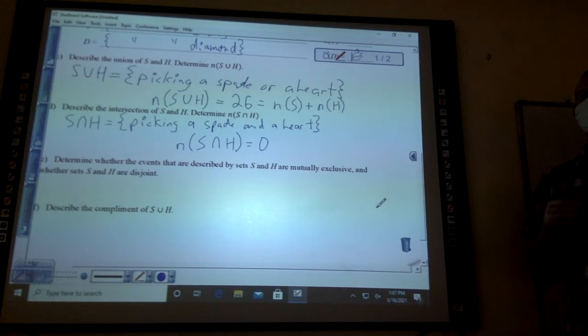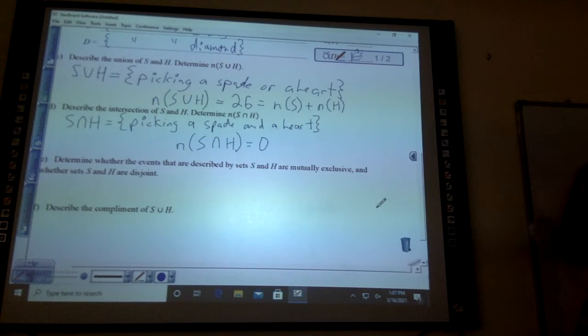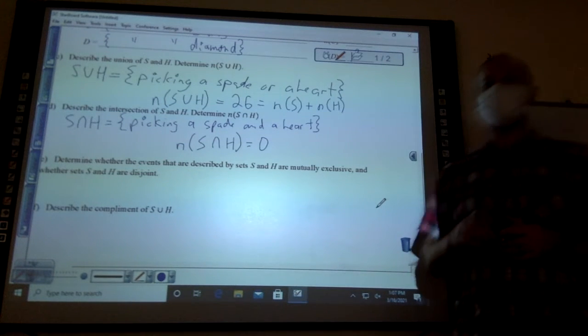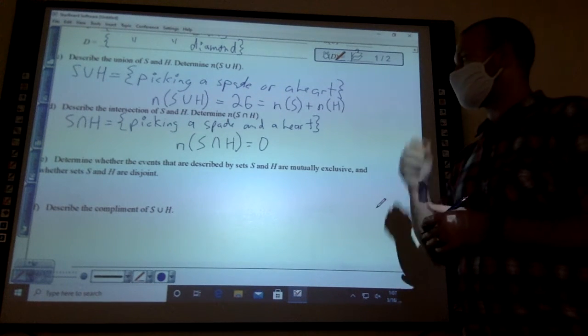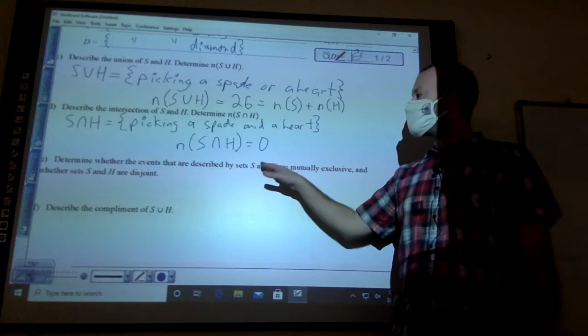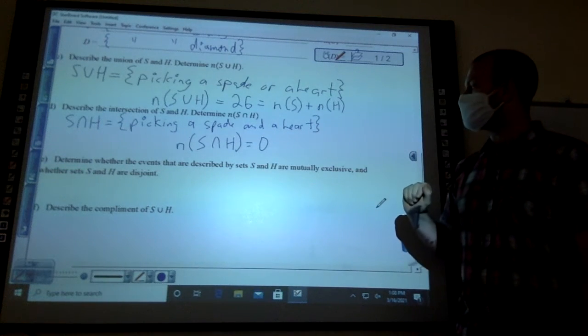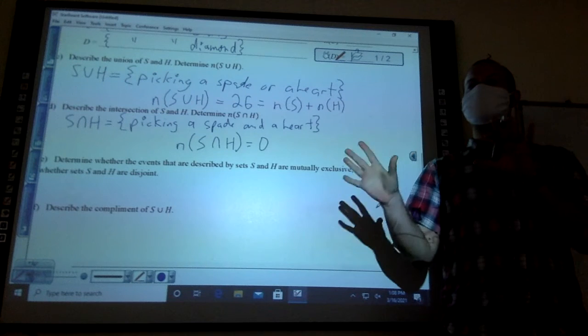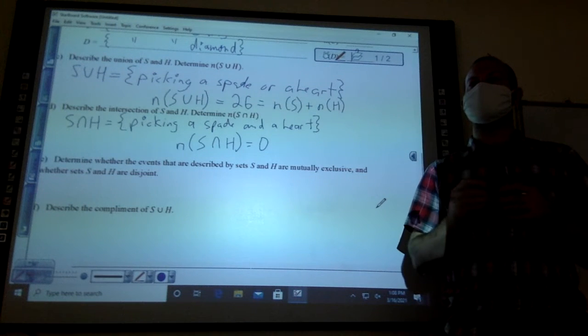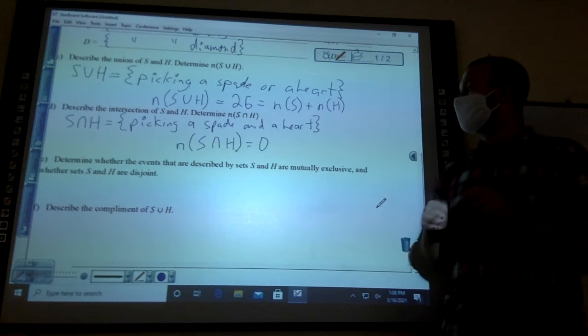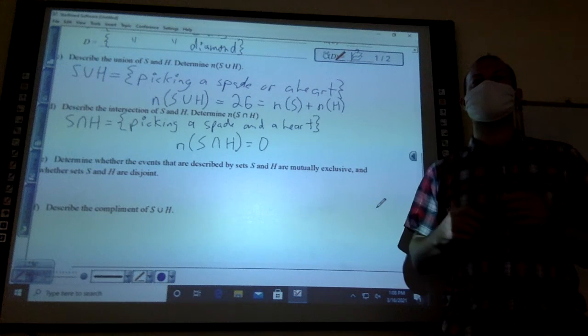Do you remember what mutually exclusive means? If something is exclusive, it means only certain members can be a part of it. So if S and H are mutually exclusive, it means these two events cannot occur at the same time. So can S and H occur at the same time?